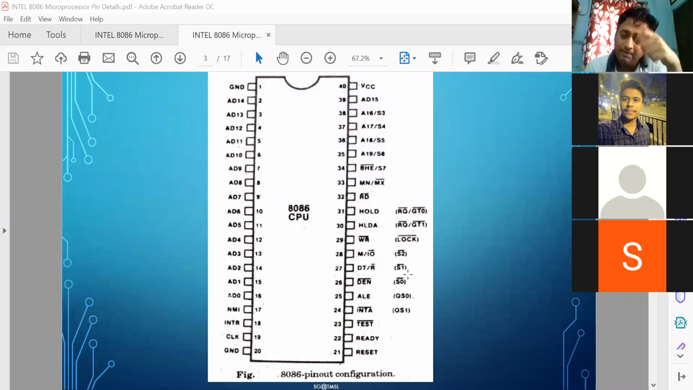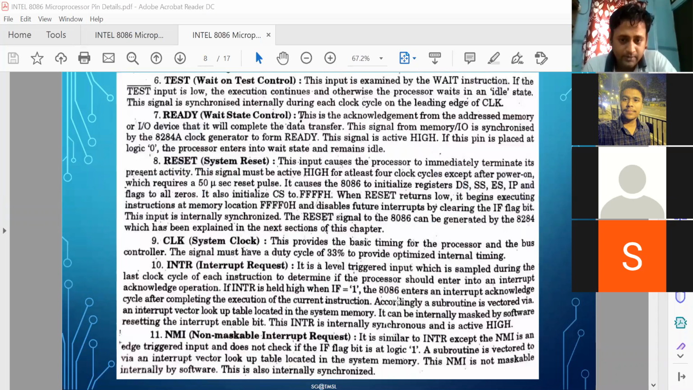Interrupt acknowledge, memory read, memory write, halt state, no operation. Every operation status can be identified by the combinations of these three signals. Okay, there is a table, you have to remember this table. Then the next two signals are QS0 and QS1. I think here the tables are present.